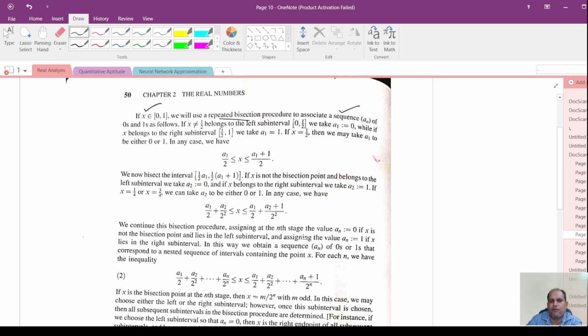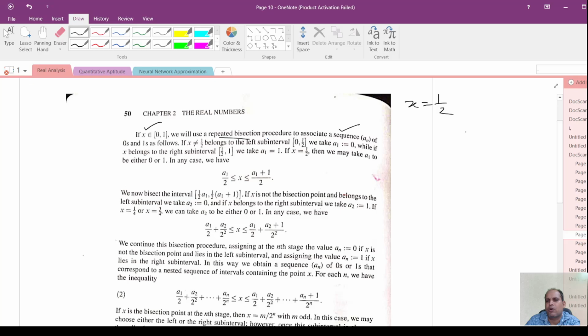For example, 1 by 2. Because we are interested in writing binary form, just now we have done this. I can write 1 as 2 by 2 and 0 as 0 by 2, and the midpoint will be 1 by 2, and we have labeled this interval as 0 and this interval as 1. So, 1 by 2, because it is sharing the common boundary, we have two choices, either the first digit will be 0 or 1 in binary form.